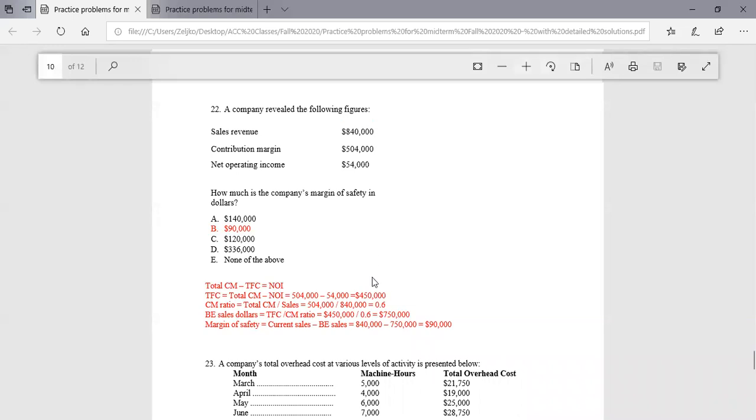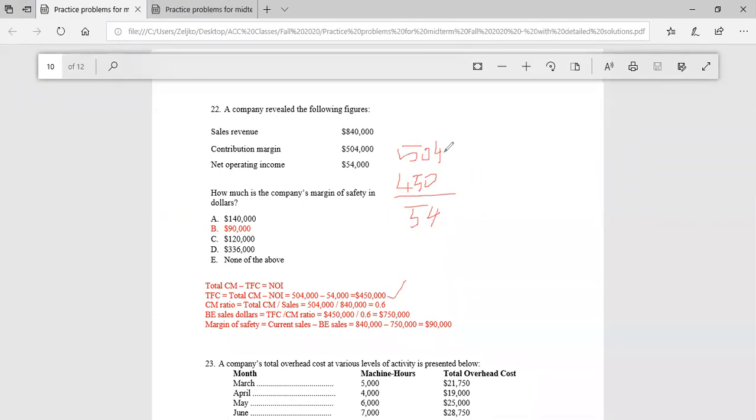Well, let's see what we have. We have sales revenue 840, we have contribution margin of 504, we have net operating income, which means our fixed cost is what? 504 here, 504, something is in between here, 504 and 54. What is in between is fixed cost of 450. Very good. Now we have 450 in fixed cost.